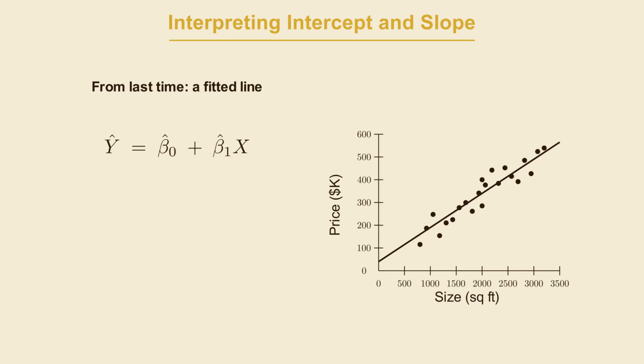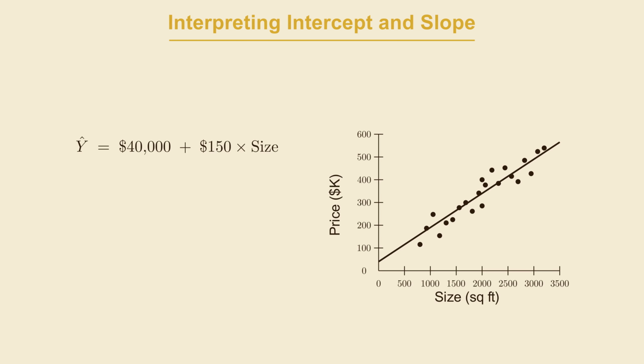We have a set of houses, and for each house, we know its size in square feet, and we know what it's sold for. We want a line that relates the two, so the price is a function of the house size. Let's say we fit the line and it comes out to this. The predicted price equals $40,000 plus $150 times the size in square feet. So $40,000 is the intercept, and $150 is the slope.